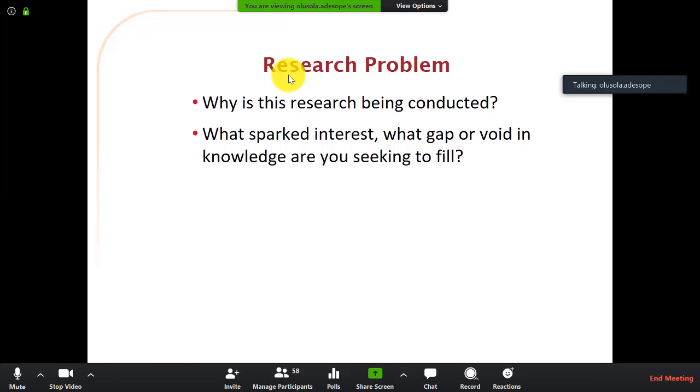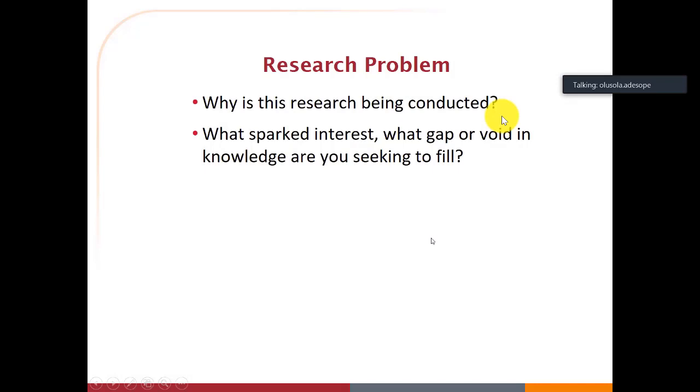So, research. Why is research being conducted? People think that in academia we have all the time, we do what we want, and it's okay to a certain extent, but it's not also okay. The way we approach research is to think about a problem of national or international importance.